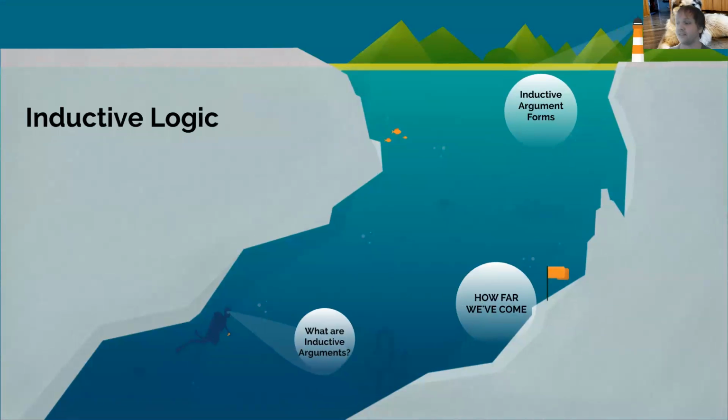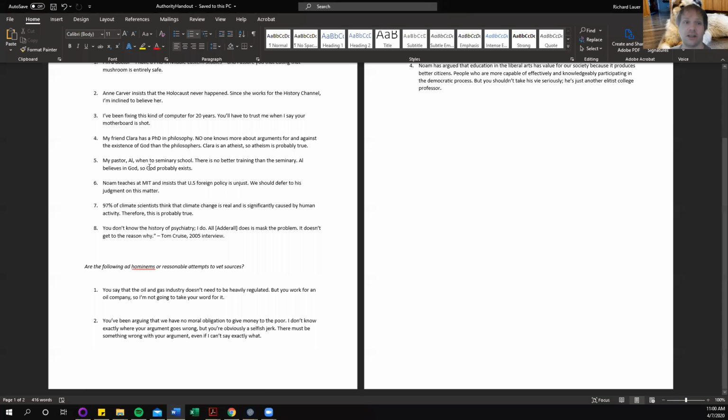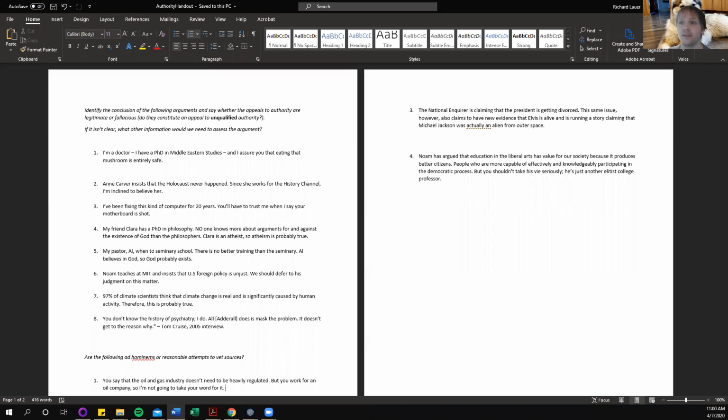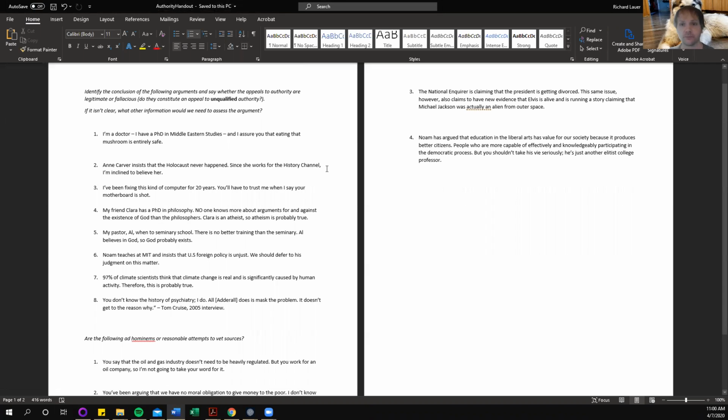Okay, so with that quick lesson in place, let's take a quick look at some of the exercises on the authority handout for you. We've got two sets of exercises. The first says to identify the conclusion of the arguments and say whether the appeals to authority are legitimate or fallacious. The second asks whether the following arguments are ad hominems or reasonable attempts to vet sources. This goes back to the second issue I discussed before: sometimes things that look like ad hominems are intended to vet sources, and then sometimes things are just straight up ad hominems.